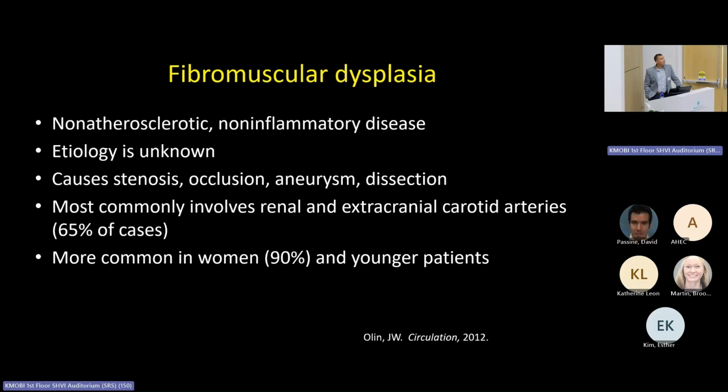Okay, so that's exactly right. So FMD, we talked about this already. It's non-atherosclerotic and non-inflammatory, right? The etiology is unknown. You're going to hear a lot about this in the next few talks, but we know it does cause stenosis, occlusion, aneurysms, and dissections in these affected vascular beds. And just like you stated, the renal arteries and the carotid arteries are the 2 most common beds involved, in approximately 65% of the cases. And as you all know, it's more common in women and younger patients, with an average age of diagnosis around 40 to 50.